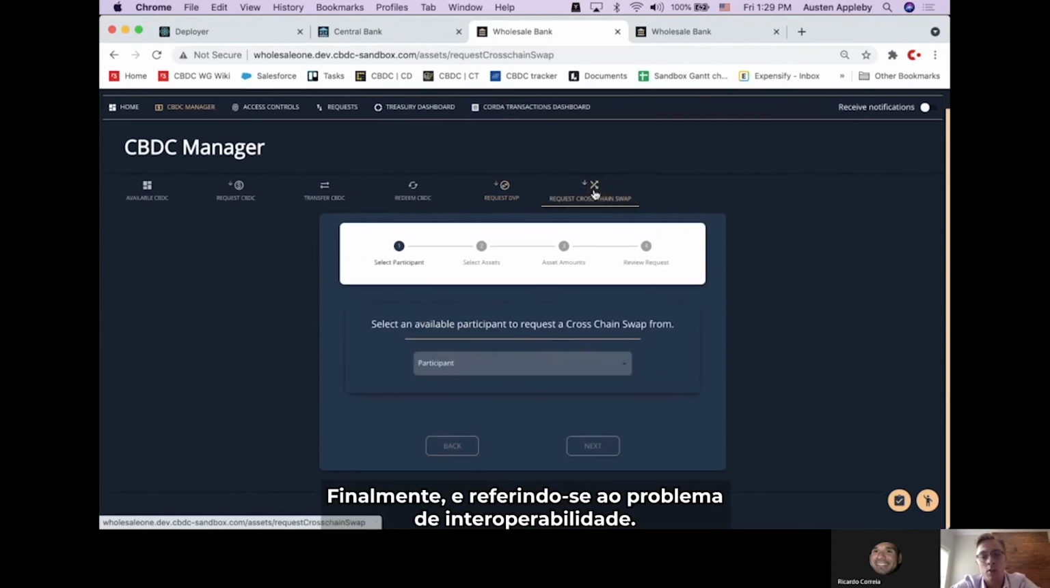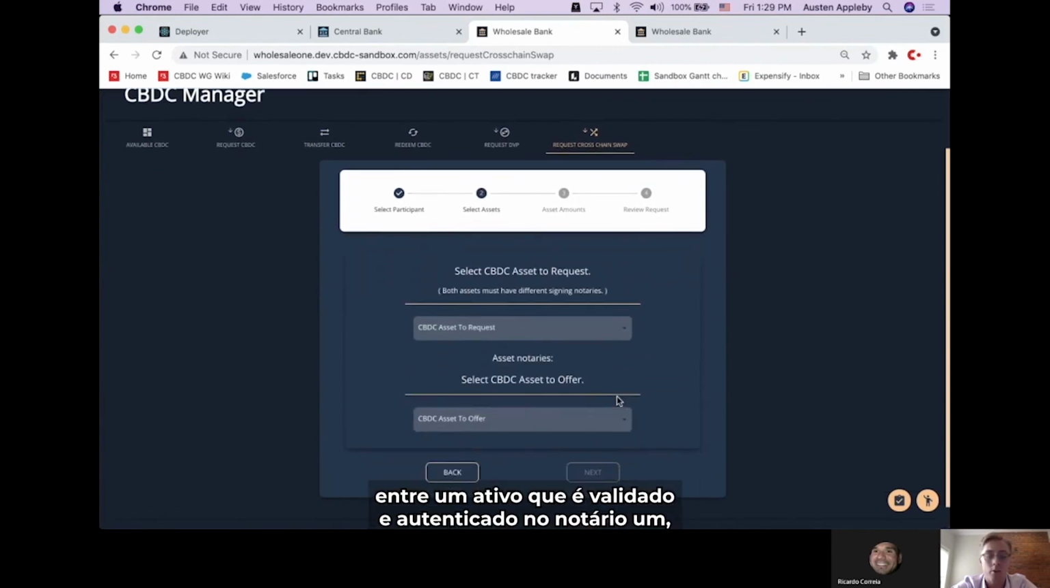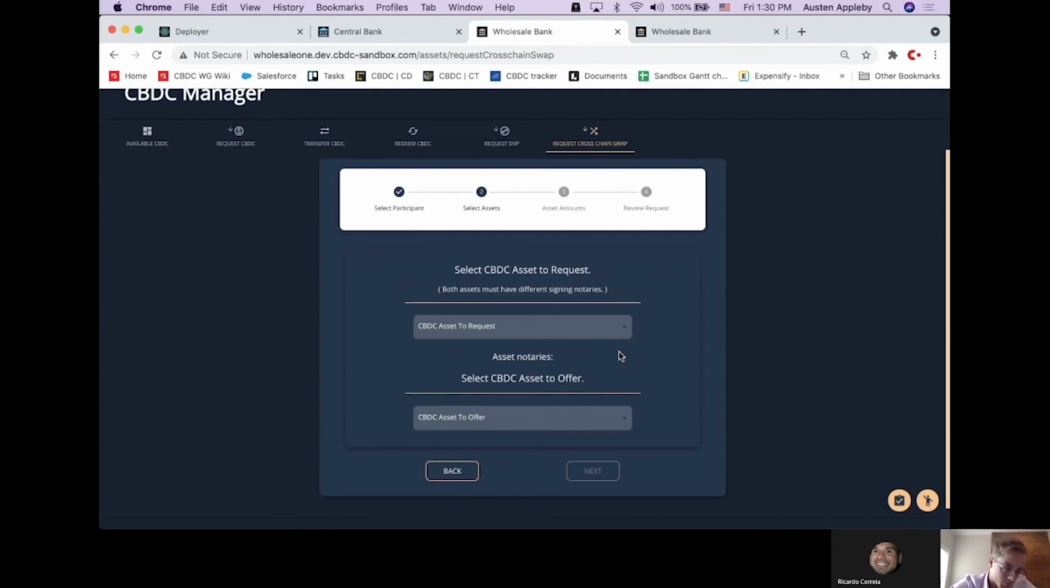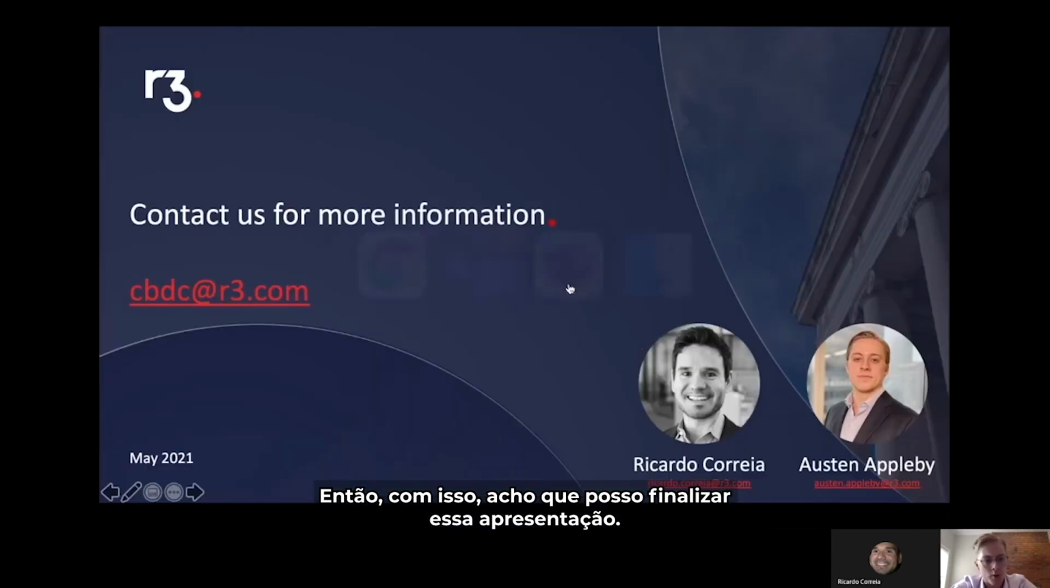Finally, and referring to the interoperability problem, we've already begun to solve this problem with a cross-notary swap. So if you remember from the beginning of our definition, we selected notary 1. However, we can also make a transaction between an asset that's validated and authenticated on notary 1 with a different asset that's authenticated and validated on notary 2. Now, keep in mind, this is a small step in the direction of what eventually will be the interoperability between networks and between ledgers.